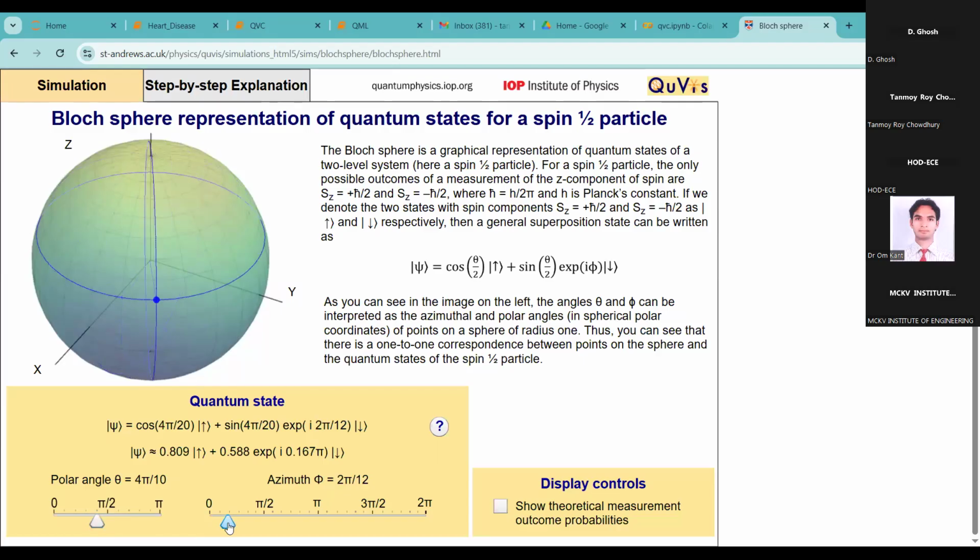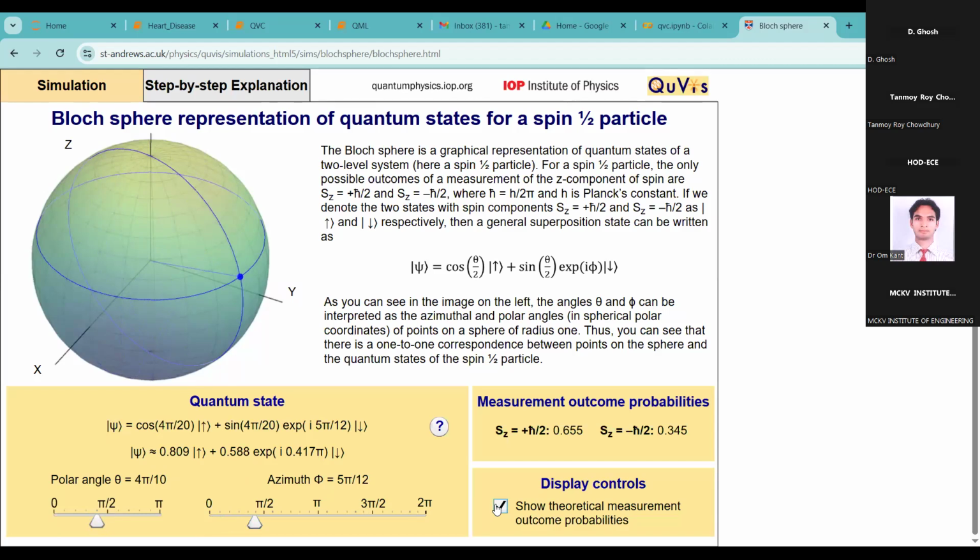And the azimuthal angle, if I change this, that is phi, that I'm changing. And if I wish to see my probabilities, look at this. You can see 0.809, this is my alpha, and 0.588, this is my beta. If you square alpha, 0.809 squared, you will get the probability of getting a 0, and that is 0.655. And if you square 0.588, you would get 0.345, which is the probability of getting a 1.